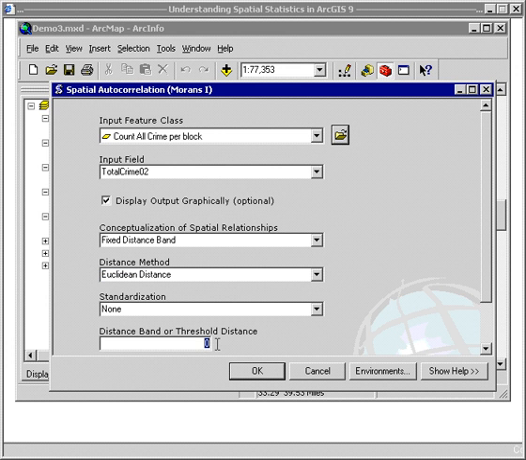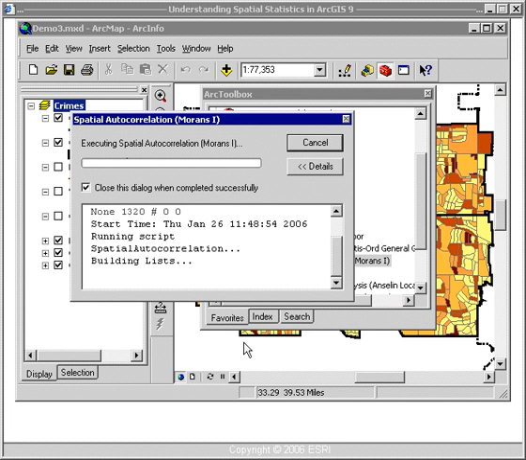The last parameter that I'm going to fill out is the distance band. That is the distance that defines the range of spatial interaction among my features. We again want to know the distance where spatial autocorrelation is maximized. So to do this, we're going to run the tool multiple times. We'll start using a distance of a quarter mile, 1,320 feet. Then we're going to increase the distance until we find a peak in spatial clustering. I'm going to click OK to run the tool, and it's just going to take a few seconds.